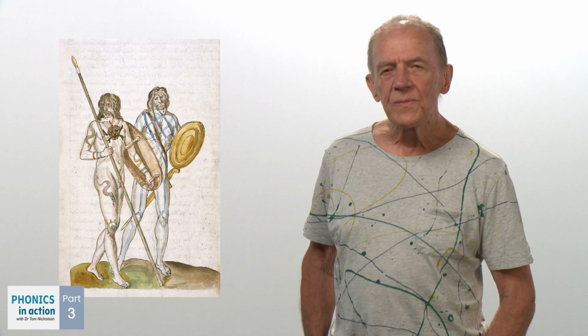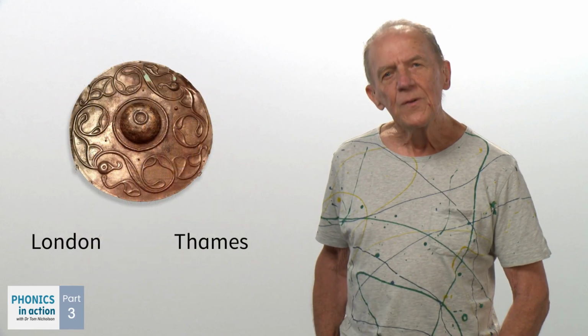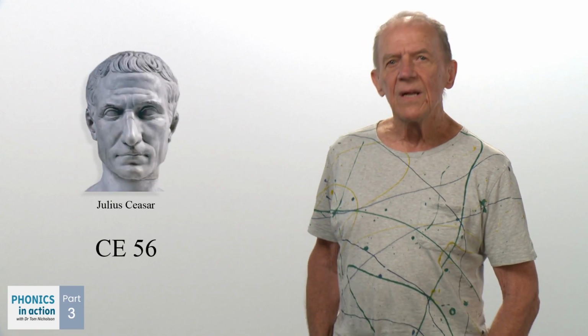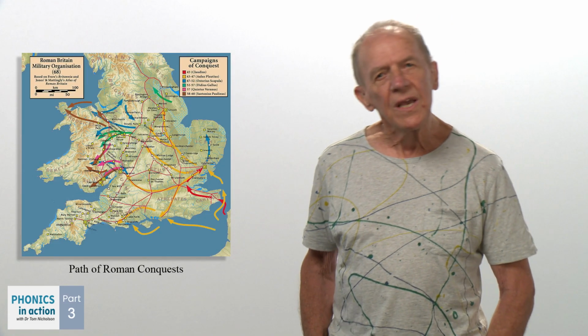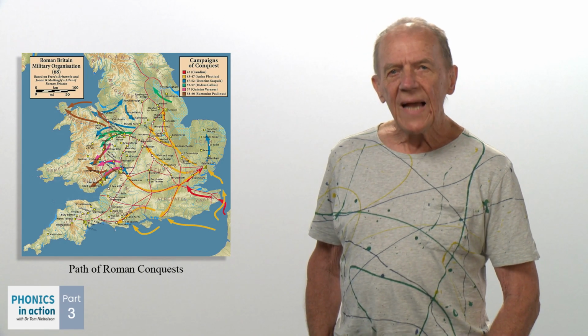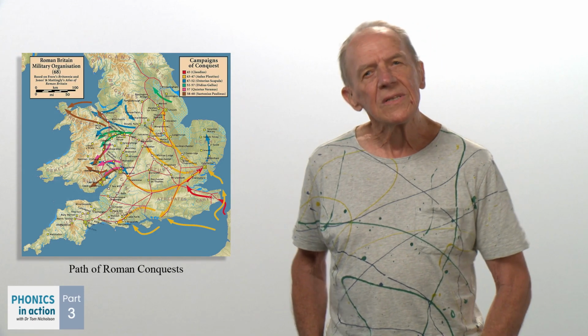You know, the first invaders of England, whose language we know about, were the Celts. They invaded England way back, more than 2,000 years ago. They called themselves Britons. A few of their words are still with us, like London and the River Thames. Then in CE 56, the Romans invaded England and pushed the Celts into the west and north. The Roman language was Latin, and during their rule, some Latin words came into English, mainly because of the influence of missionaries and the Bible.